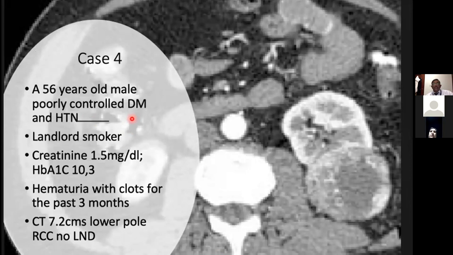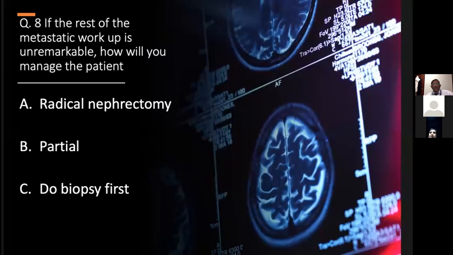a hemoglobin A1C of 10.3. Hematuria with clots for the past 3 months, and the CT showed a 7.2 centimeter left lower polar mass with no lymphadenopathy. And the rest of the CT scan was fine, and there is no other disease as such. So there is no metastatic disease, his chest CT was also fine. Would you consider this gentleman, can we have the next poll, for radical, partial, or would you like to do a biopsy first before you would intervene?